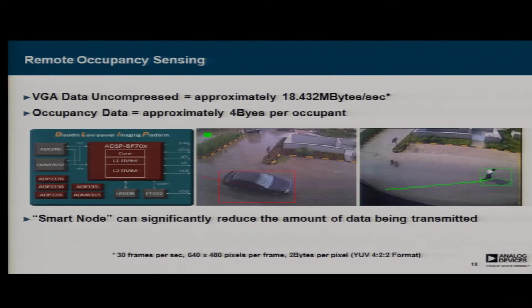And this is the actual Blackfin device itself. One of the things that's really interesting about this, if we look at an example here, is that the information that gets sent up is simply the bounding box information, in this case, of the car or person. So if you were to send VGA data at this rate, uncompressed, you're looking at about 18 megabytes per second. Whereas for a single occupant, we can reduce that down to a low number of bytes. So there's extreme data compression happening here, and it's an example of intelligence at the node enabling a very powerful set of compression techniques.